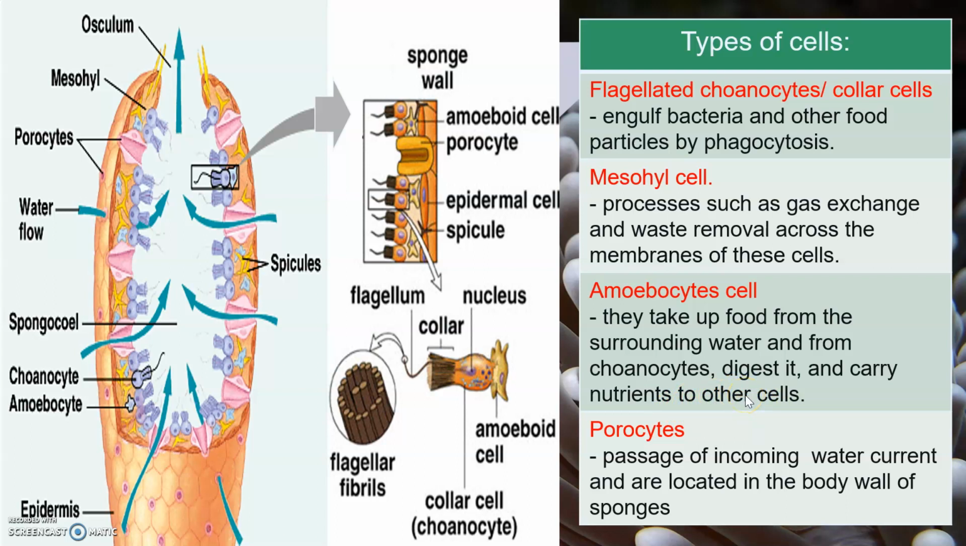Then it has this important structure here called porocytes. Porocyte, as its name suggests, is pores, the passage of the incoming water current, and it is located in the body wall of sponges. So the water goes in from here and gets out through the osculum.